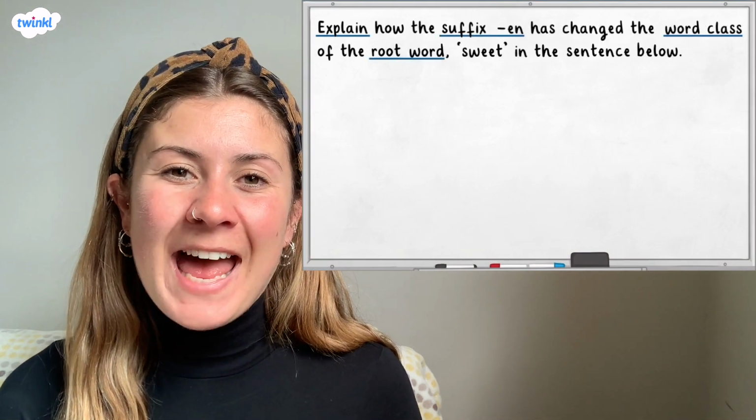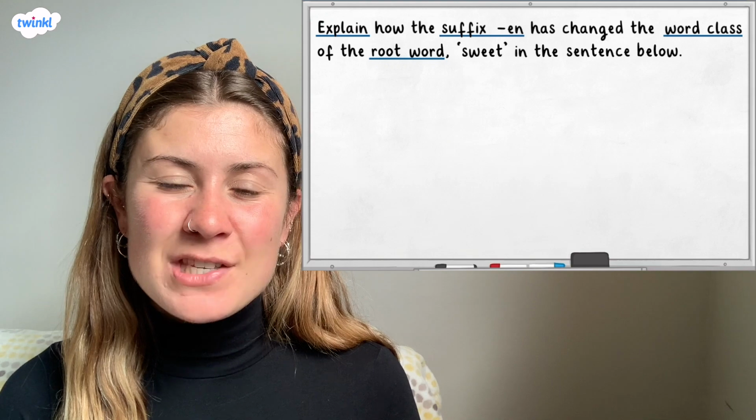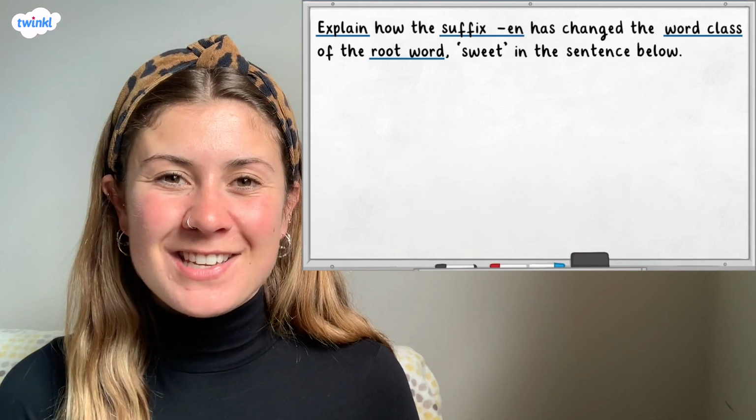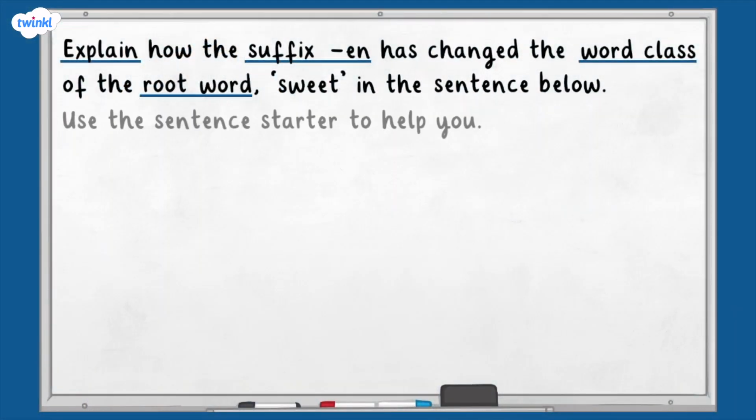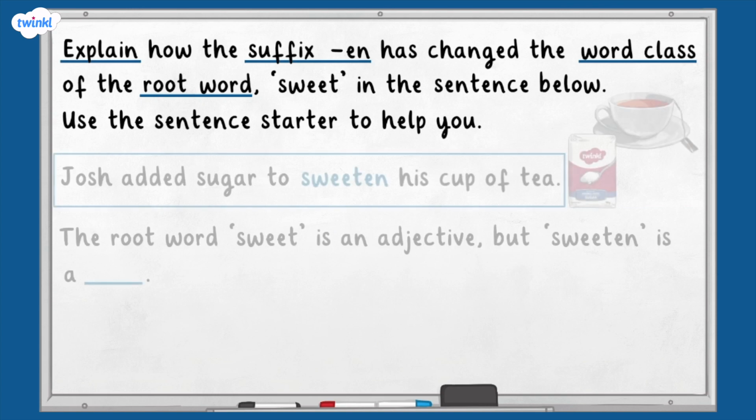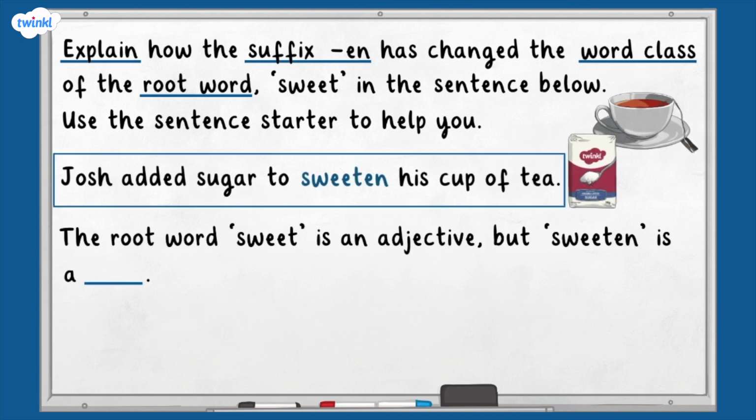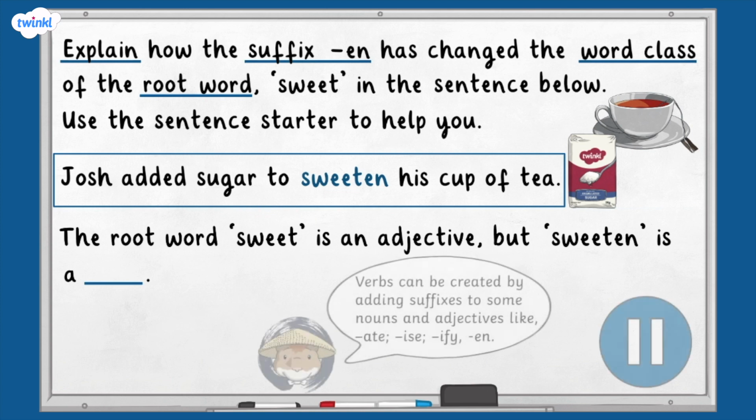The final question is asking you to explain how the suffix en has changed the word class of the root word sweet in the sentence. Use the sentence starter to help you. You may wish to write your answer down on a whiteboard or a piece of paper, or you might just want to say your answer out loud. Pause the video now and hit play when you're ready.